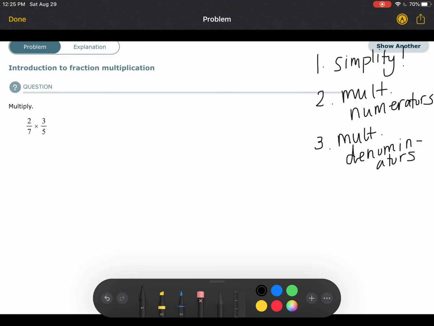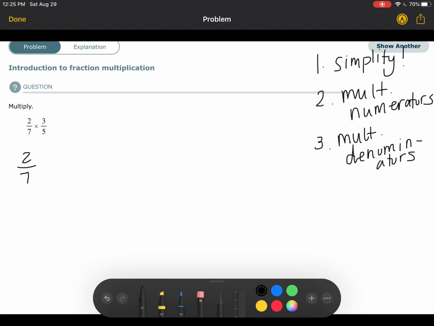Okay guys, so this video is going to show you how to multiply fractions. To do this, I'm going to show you some tips and tricks to make this a little bit easier for you. The first thing that you need to do is check to see if you can simplify your fractions.